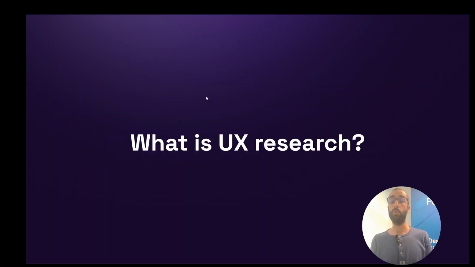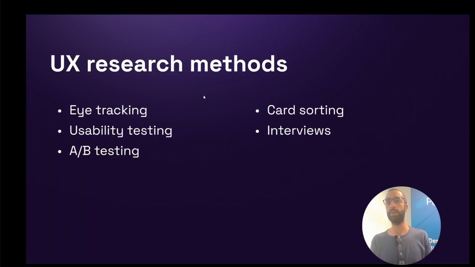Next, what is UX research and why is it important? UX research includes several methods, for example eye tracking, usability testing, A/B testing, card sorting, and interviews. We will see examples of some of them: eye tracking, usability testing, and A/B testing, but we will not see all of them, like card sorting and interviews, in this call.